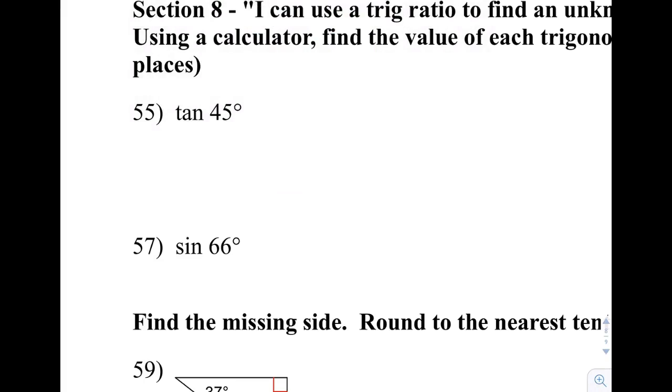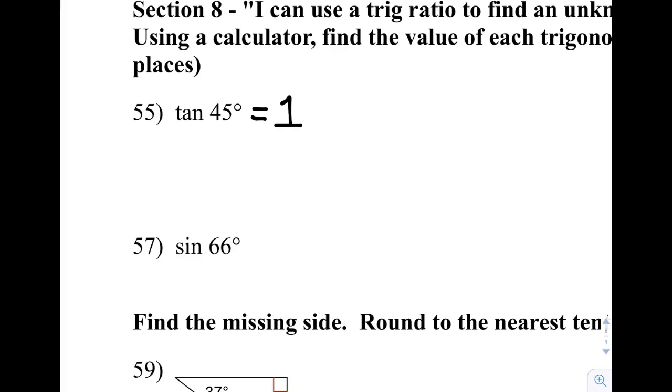So to do this, we need to type this in our calculator. And you're going to start out by pushing the button that says tan. And then you're going to type in the number of degrees that it says right after and hit enter or equals. And you should get for this first one an answer of 1. So give that a try. Tan 45, it should equal 1.